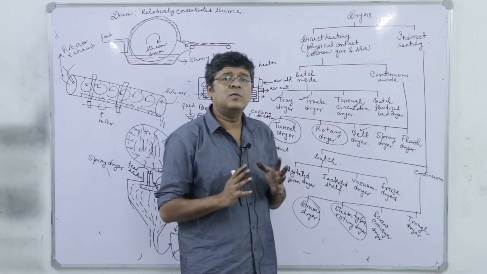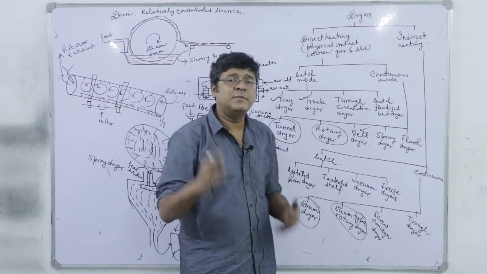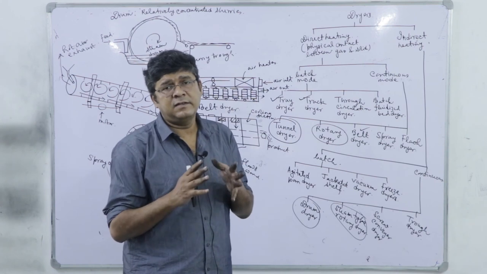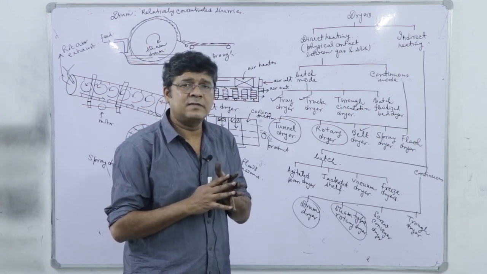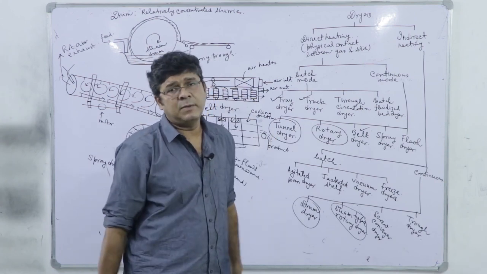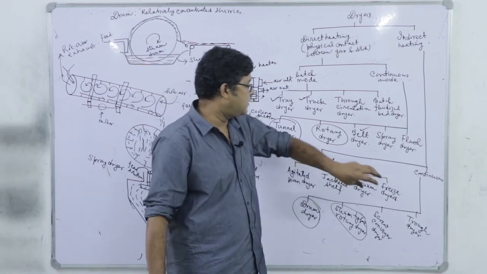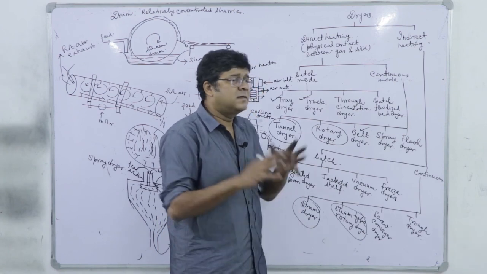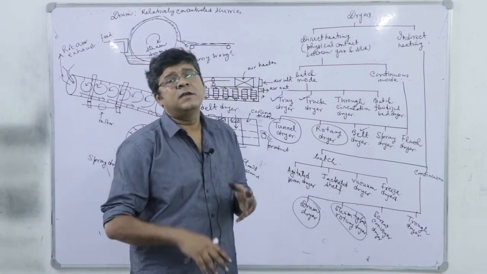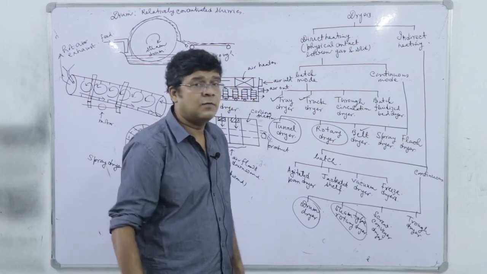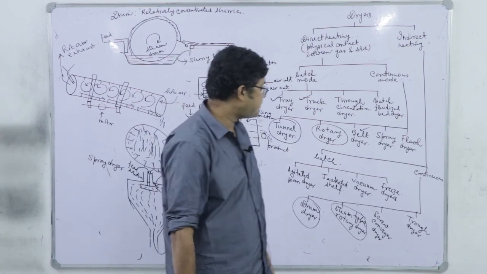So in that vacuum, what will happen? The ice will directly sublimate. There will be no intermediate water state or liquid state. It will directly sublimate to water vapor and will be carried away by the vacuum pump. Okay, so that's the freeze drying system. Once the foodstuff is freeze dried, you pack it and deliver it, it will remain intact, and it will retain its food value over a prolonged interval of time.